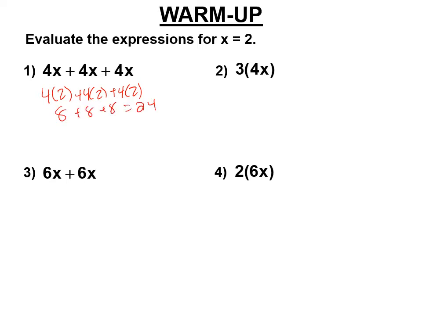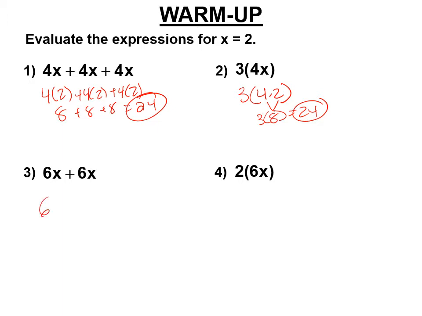In the second one, this is 3 times 4x, so it's 3 times 4 times 2. We'll do inside parentheses first, even though it's all multiplication, so you could do it any way you want. 4 times 2 is 8, and 3 times 8, 24. Well, that's interesting. Those first two problems have the same answer. Let's see about the next one.